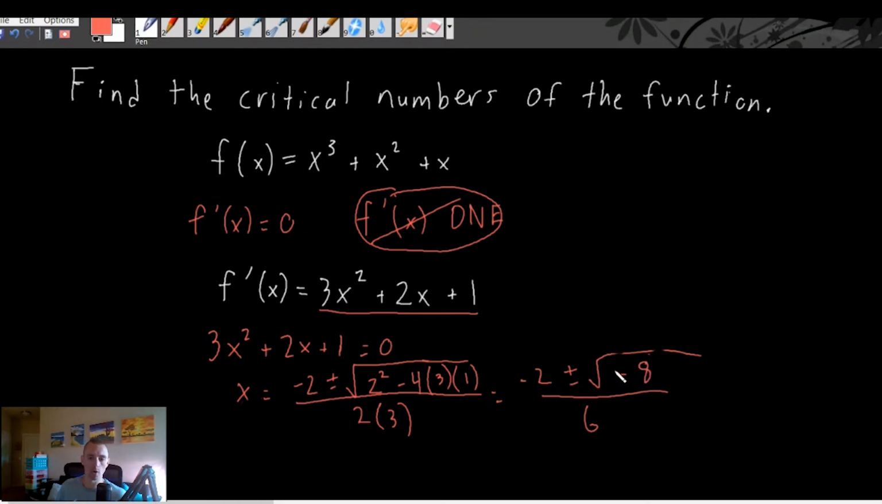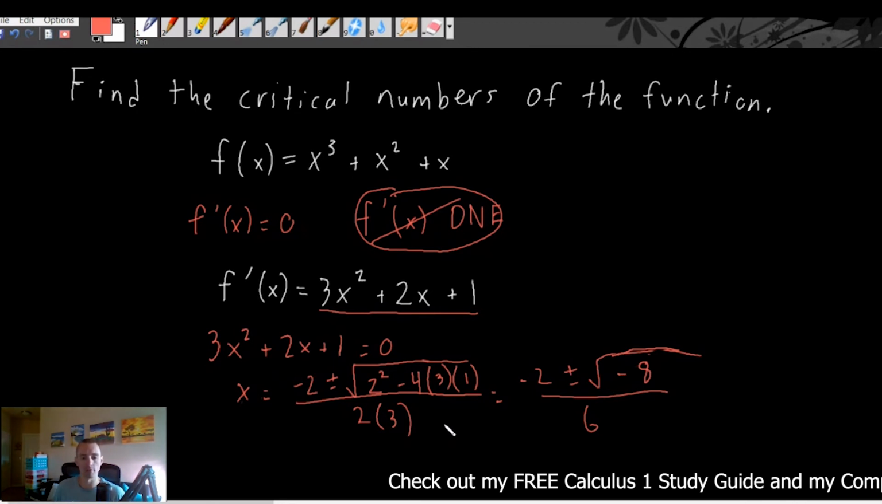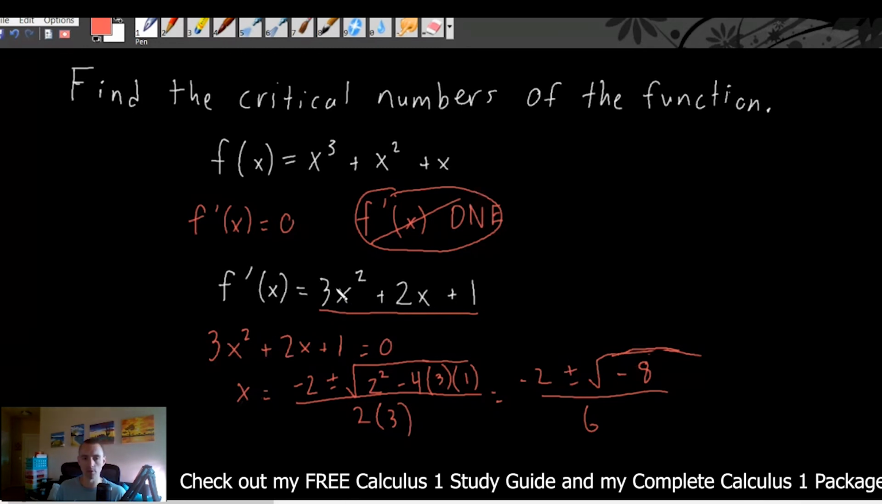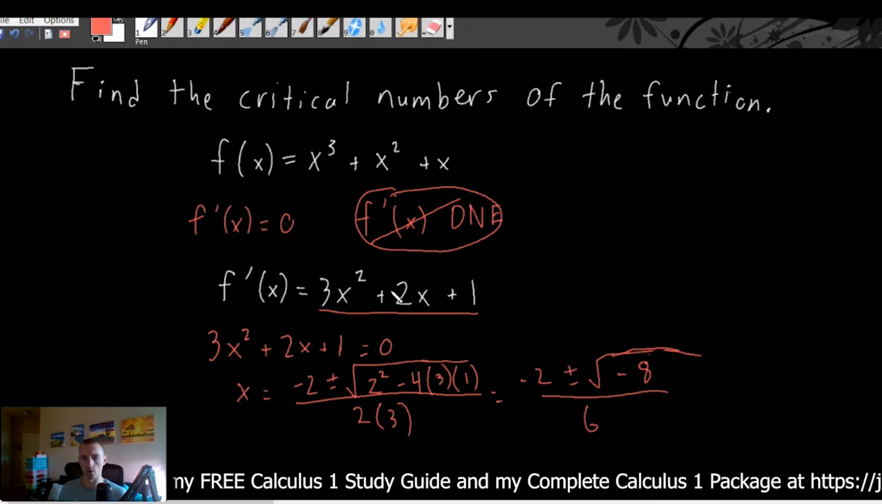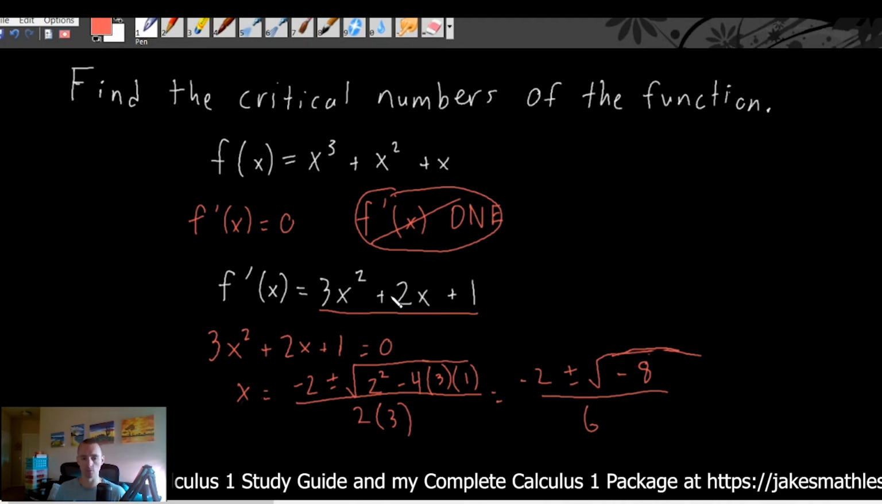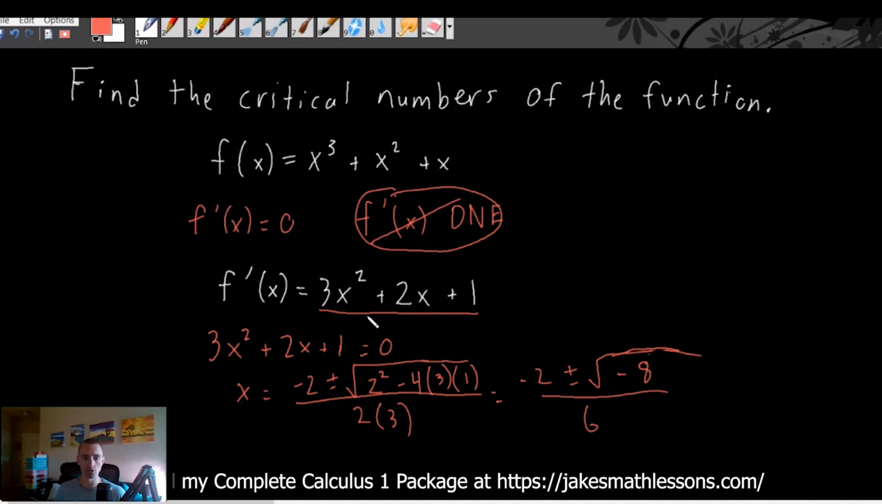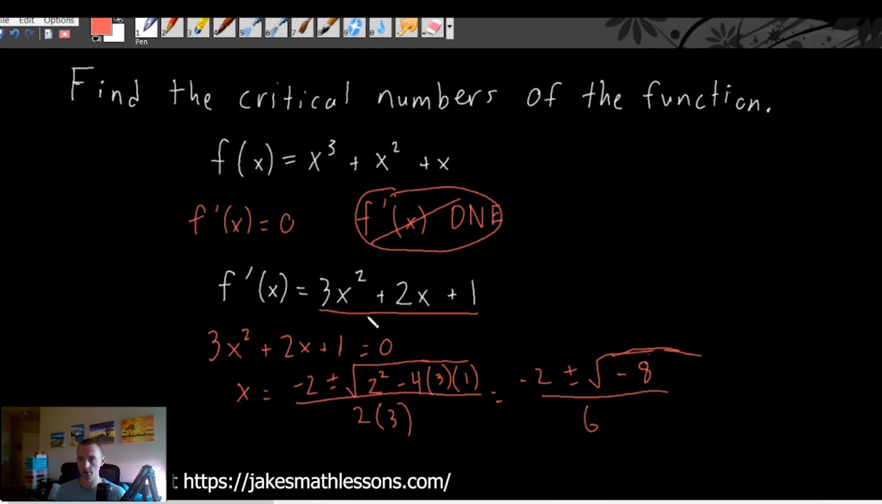Well, that's a big problem because you can't take the square root of a negative number. So whenever you have a negative in here, that tells you there are no real roots. There's only imaginary roots. So basically there's no x values that make our derivative equal 0. So in this case, we're running into some issues with solving this condition of taking the derivative and setting it equal to 0. We're not going to get any real x values that cause that.